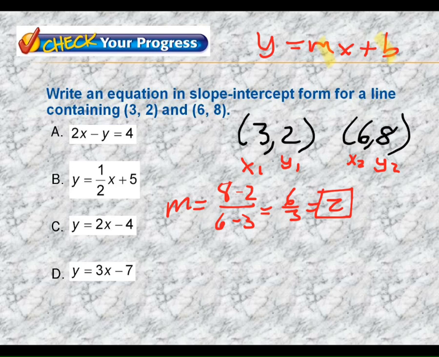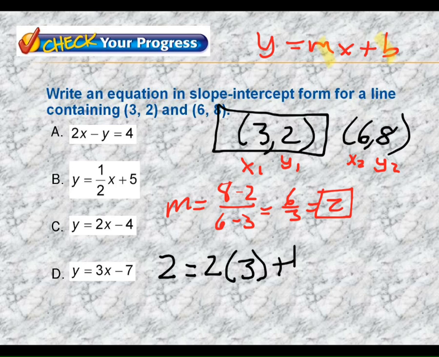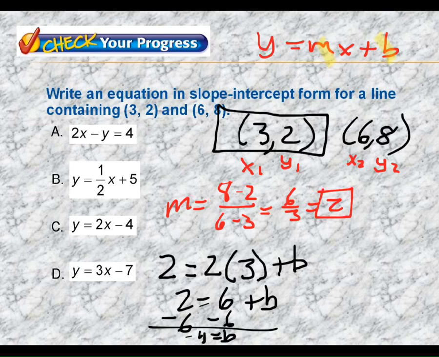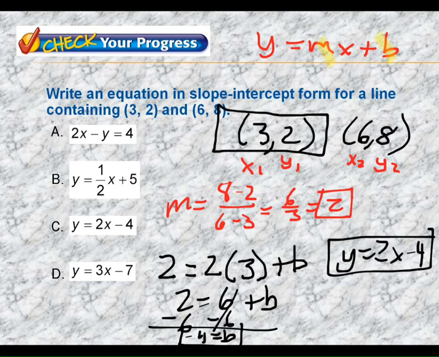So to do that, I can go back to y equals mx plus b. I can plug in, let's say I'm going to pick this pair of points. You could pick either one. 2, I plug in for y. 2, I plug in for m, because that's my slope. 3, I plug in for x, because that's the x coordinate, plus b. 2 times 3 is 6. Solve for b, move that 6 to the other side. 2 minus 6, negative 4 equals b. So now I have my y-intercept, I have my slope, I can write the equation. Y equals 2x minus 4, which is c.